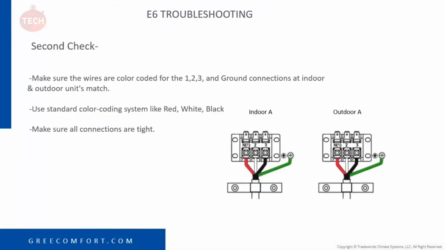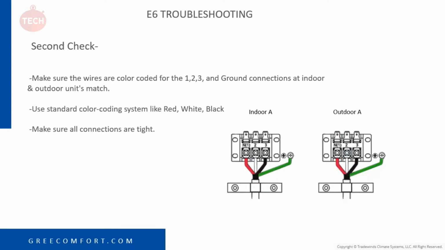Second check we want to do is, of course, make sure that ideally you have color-coded wires. So, in this example, we used a red, white, and black. You want to make sure that the same color goes to 1 inside and outside, the same color goes to 2 inside and outside, and the same color goes to 3 inside and outside, as you can see in our picture here. So again, make sure all your connections are tight, and make sure that 1 goes to 1, 2 to 2, and 3 to 3. And again, use color-coded wires so that way you don't get that messed up.